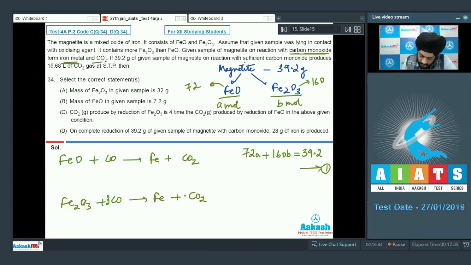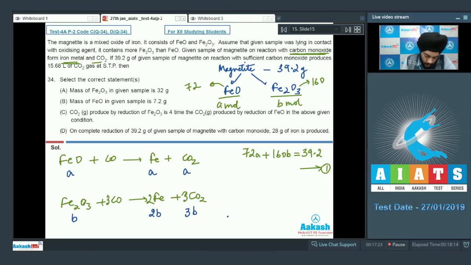So 3 CO will form 3 CO2, and in order to balance the Fe, we'll have to just add a 2 on the right hand side. So this represents the balanced reaction in the second reaction. Now we had assumed the moles. So the moles of FeO was equal to A, whereas the moles of Fe2O3 was equal to B. So FeO, when allowed to react with CO, will form A moles of Fe and A moles of CO2 as well. And when Fe2O3 is allowed to react with 3 moles of CO, it is going to form 2B moles of Fe and 3B moles of CO2.